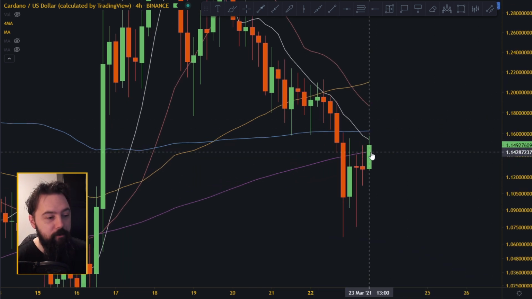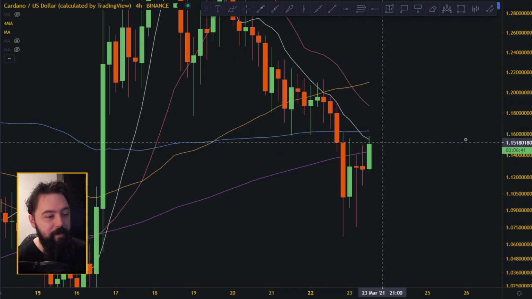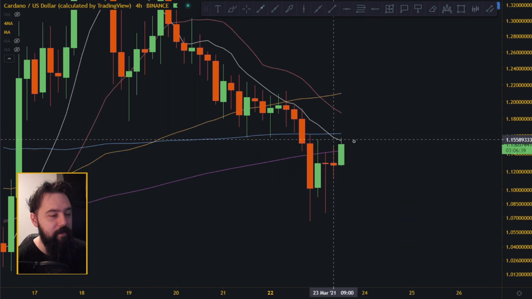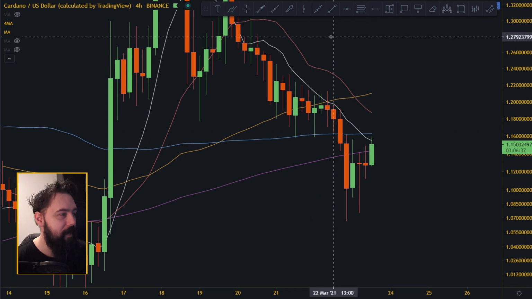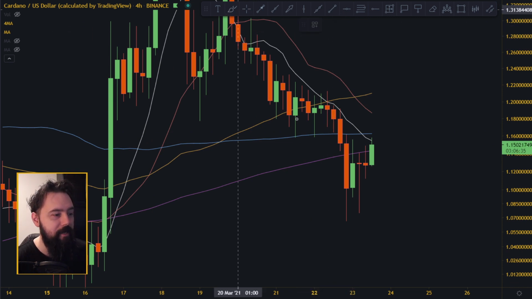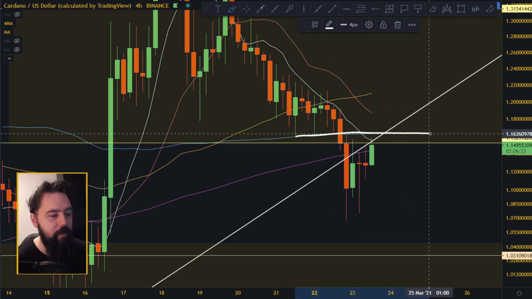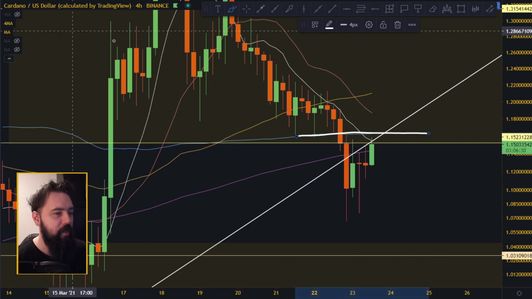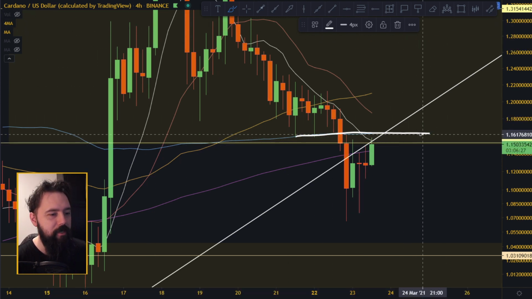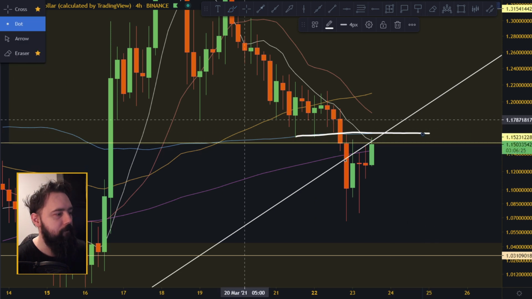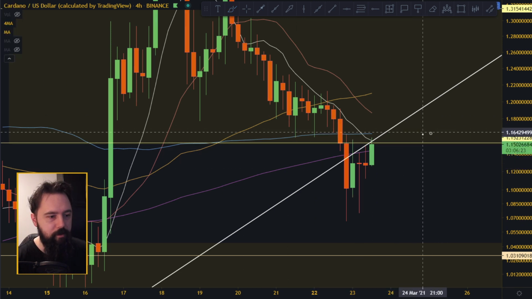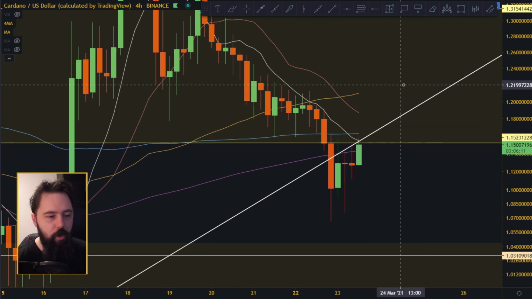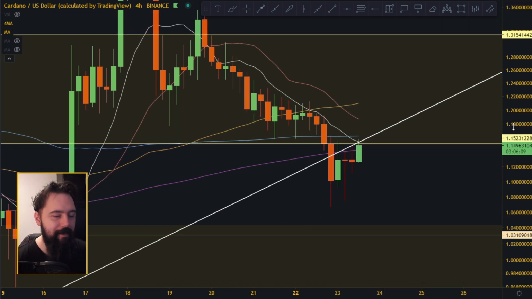We got back above the 200 moving average, but the 10 moving average is giving us resistance. The best case scenario on the 4 hourly, I would say, is holding above, getting above this blue line, the 100 moving average, because on the 4 hourly usually they are pretty important. But overall, this isn't finished yet.